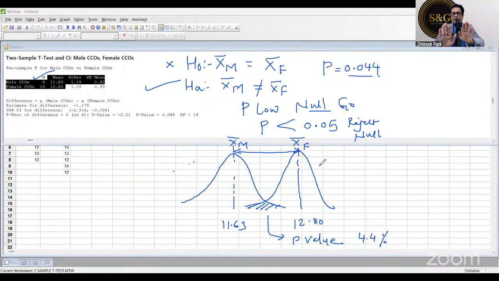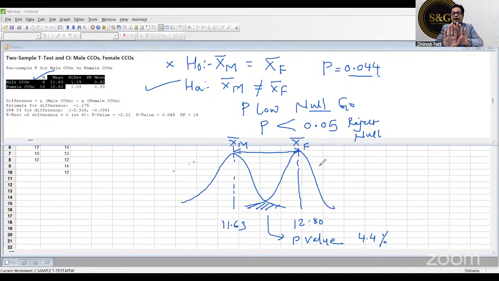If the overlapping area is more, imagine this: if both the distributions are exactly matching with each other, p-value would be 1. That means it's 100% overlap. Are you understanding? Just give me yes in the chat box. If they are 100% overlapping, that means the average of male and the average of female are exactly the same. 100% overlap, p-value is 1, which is 100%.